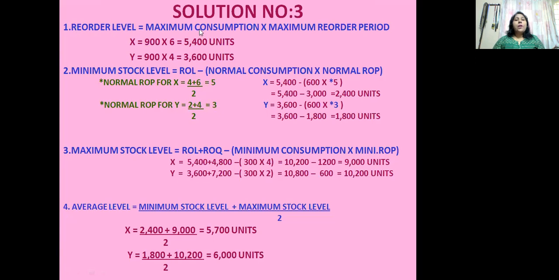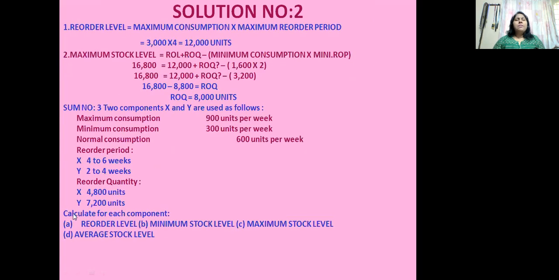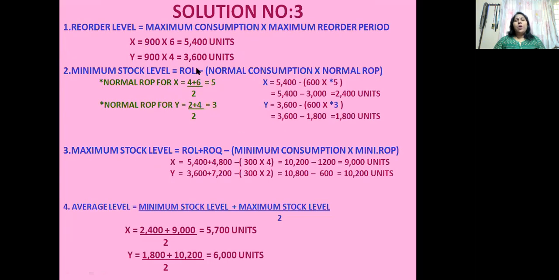First question is reorder level. I applied the formula maximum consumption into maximum reorder period. So what is my maximum consumption? 900 for both X and Y. But the maximum reorder period for X is 6, Y is 4. So 900 is common for both X and Y, but the reorder period alone is differing. Maximum reorder period is 6 for X and 4 for Y. That's what I substituted here, and I got the reorder level for X and for Y.